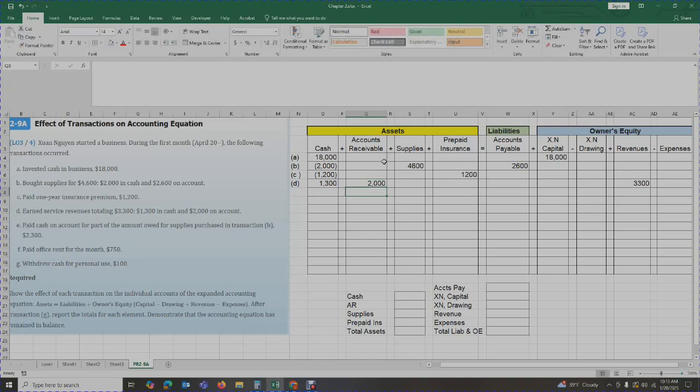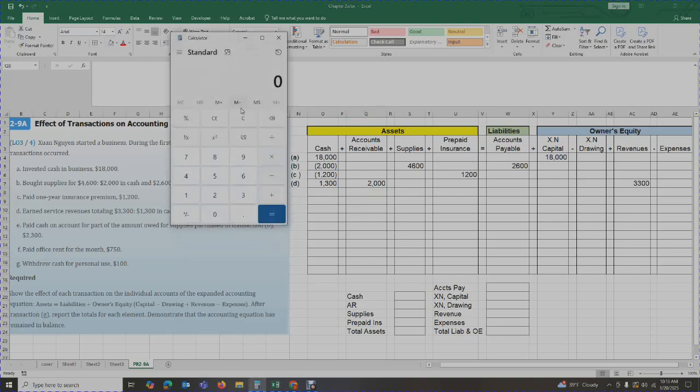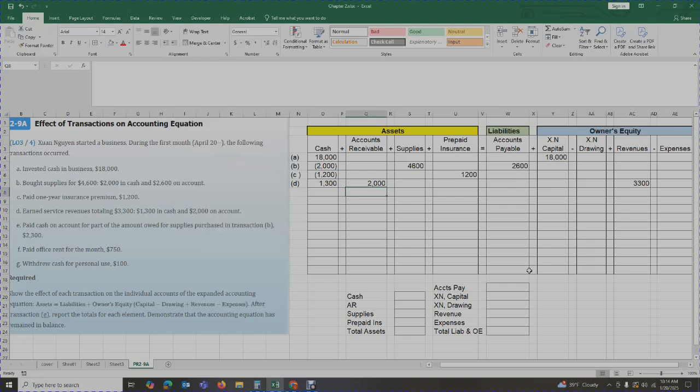Okay, so now if you see on the left hand side, I've got $1,300 plus $2,000. That gives me $3,300 on the left hand side. On the right hand side, I've got $3,300. So I have on the left and on the right both $3,300. And my accounting equation has remained in balance. So that is letter D. Now let's look at letter E.